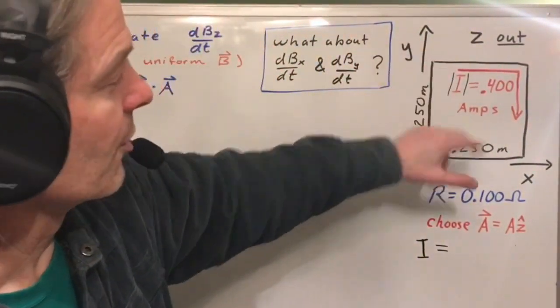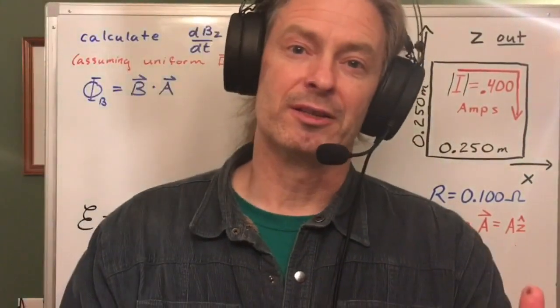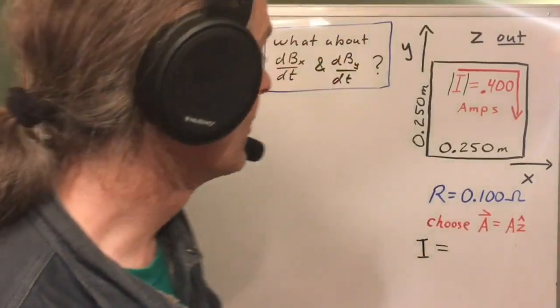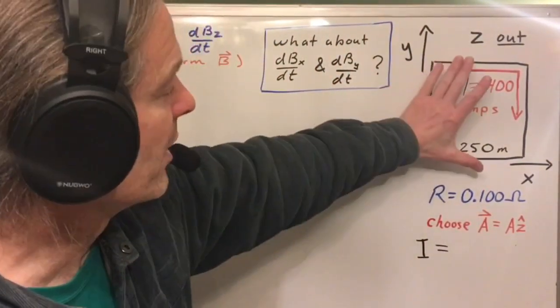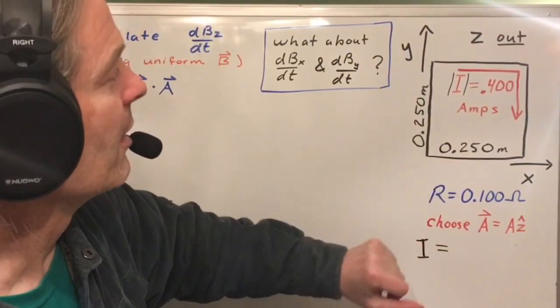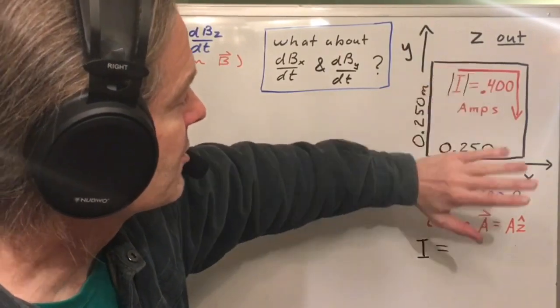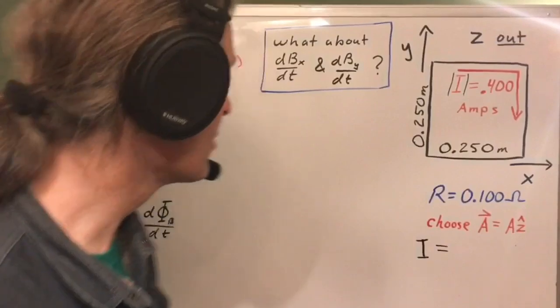I'm going to give you the current that's induced in the loop, and we need to infer information about the way the magnetic field is changing. Alright, so here's the problem. Let's imagine we've got a square loop of side 0.250 meters on each side, oriented in the XY plane. So the plane of the loop is in the XY plane. The Z direction will be out.